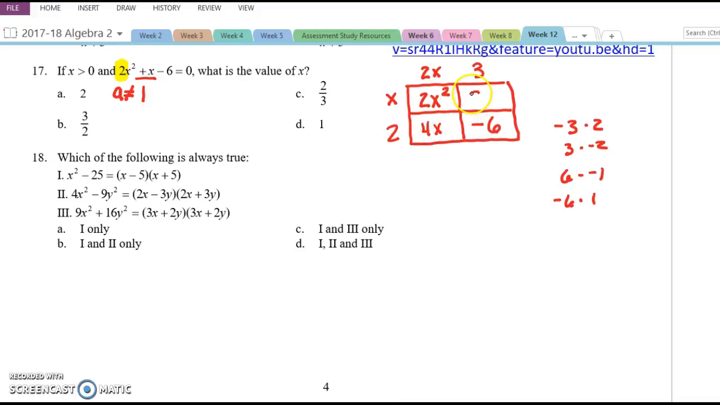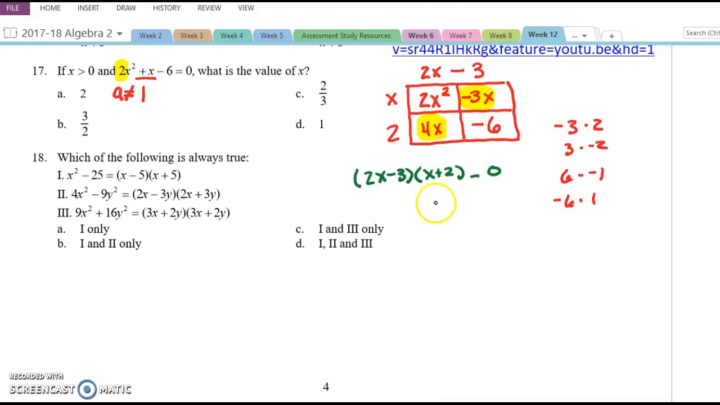3 times x is 3x. These are off by 1. I know I've got a positive, so I'm going to say, hey, this must be a negative, making this be a negative. And now when I add my middle terms up, 4x and -3x make 1x. So I know I've correctly factored: 2x minus 3 times x plus 2 equals 0.